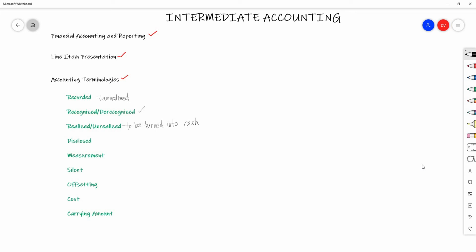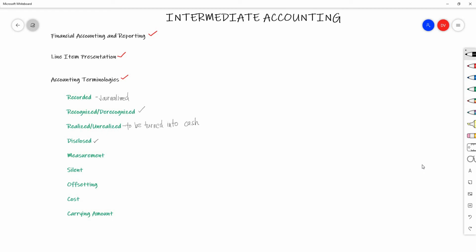So, when an item or a transaction is realized, this means that it was turned into cash. Okay? And when you say unrealized, this means that your income or expense hasn't been turned into cash. So the idea here is: was it turned into cash or not? When we say realized, it was turned into cash.